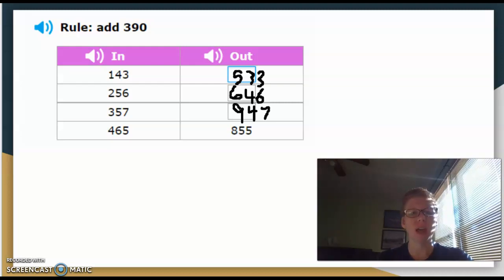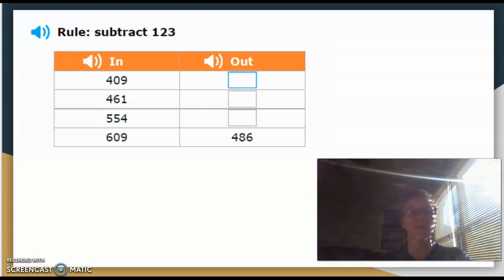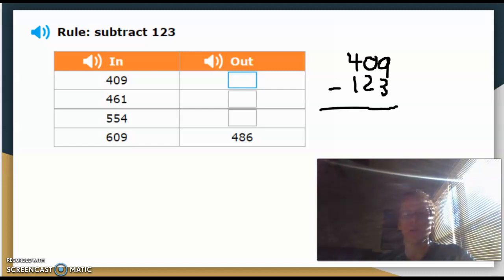We are going to look at another problem with another input-output table, following the rule and how to solve it. The rule for this input-output table is to subtract 123. So the first number is 409. I'm going to take 123 away from it. I want you to do this one with me. Write down 409 and let's subtract 123. Now 9 take away 3 is 6.